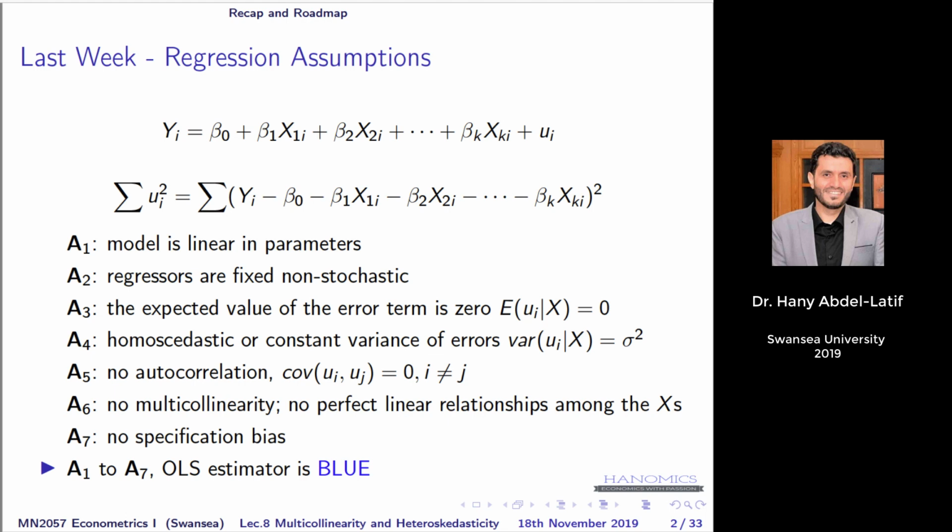Then we'll move to talk about assumption 4, which is related to the variance of the error term. We assume that the variance of the error term is constant. Then how can we test whether it is constant or not? What are the implications if it wasn't constant? Then how can we remedy for that? How can we correct that? So these are the 2 assumptions that we will be dealing with today.